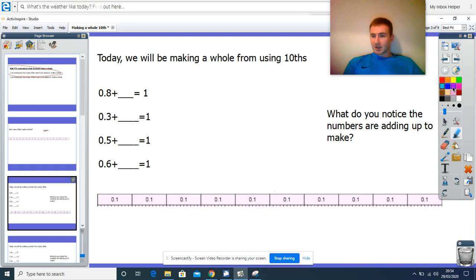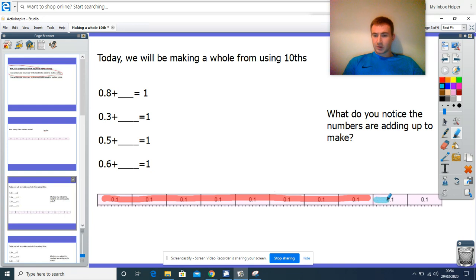So I get a red highlighter. I'm going to shade in 0.8, and we've all done this. We've done so much practice with this. So 0.1, 0.2, 0.3, 0.4, 0.5, 0.6, 0.7, 0.8 is shaded in. How many is left? Let me choose a blue.